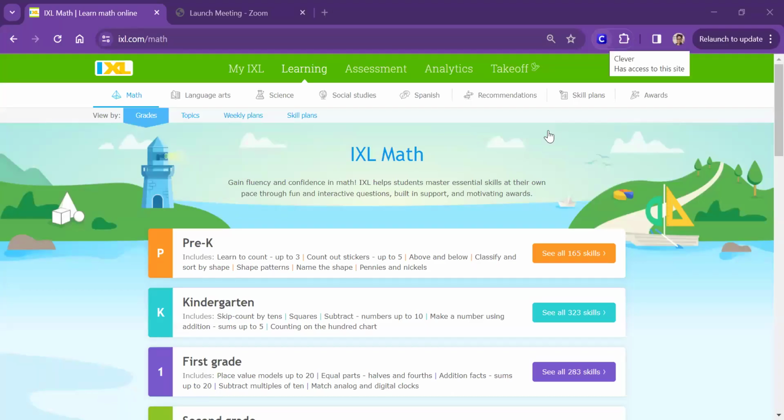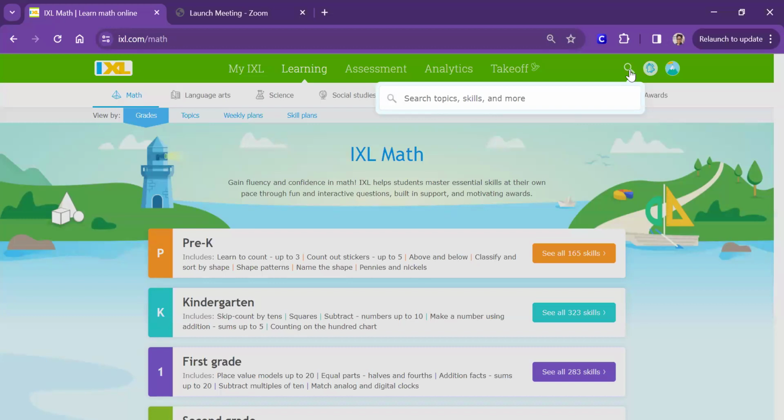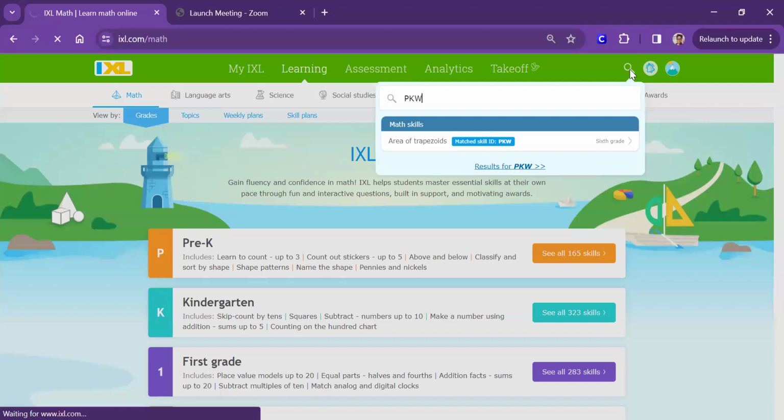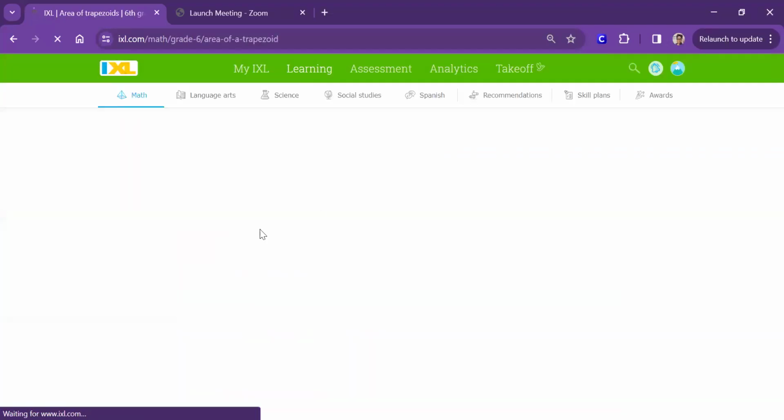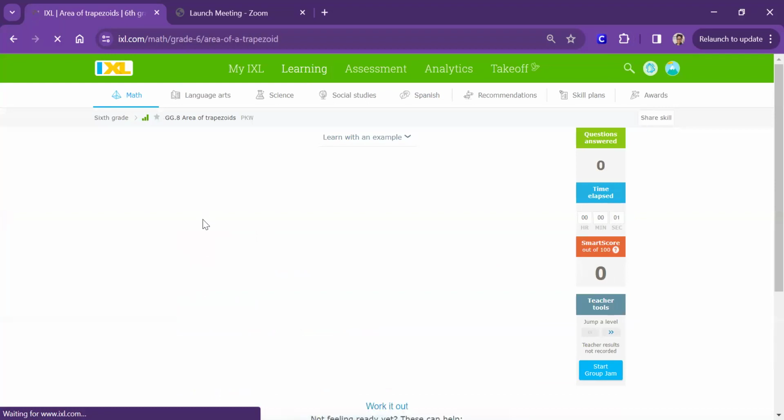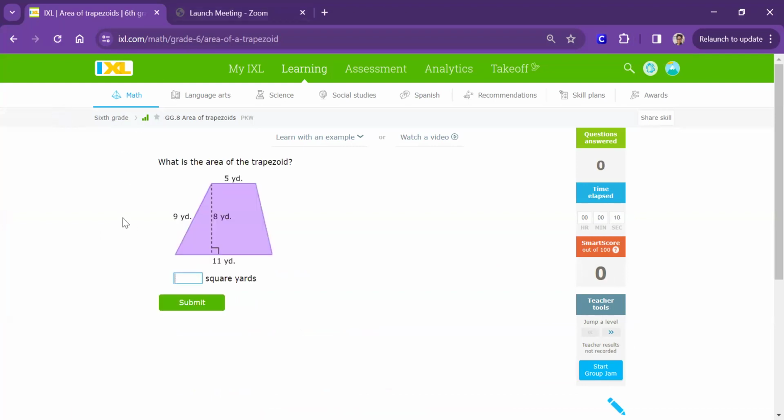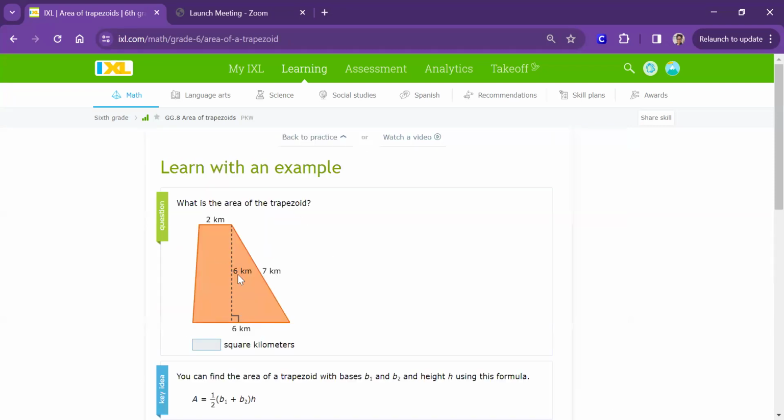I wanted to go on to IXL just to show you the lessons that you should be practicing. You just go to the search bar and type in the letters PKW. You hit enter. This is the area of a trapezoid. And the way this works is it says what is the area of the trapezoid. If you need a review, you can watch a video or you can click the down button and it will walk you through an example.